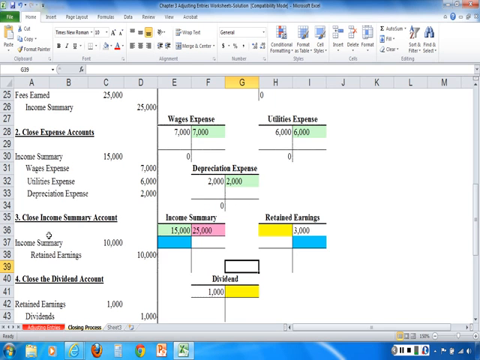So my closing journal entry to close out the income summary account would be a debit to income summary for $10,000 and a credit to retained earnings for $10,000. So once I post this entry, I would have no balance left in income summary. My income summary account would be closed out.